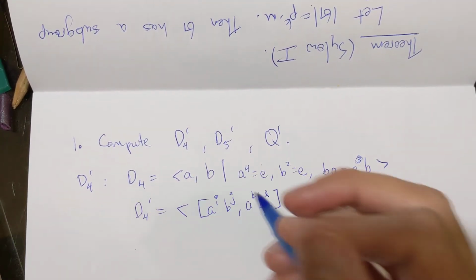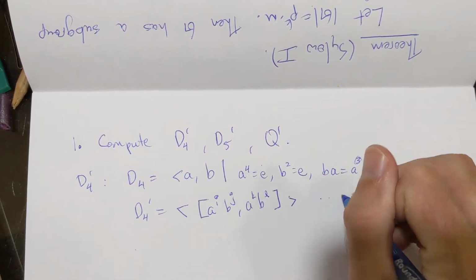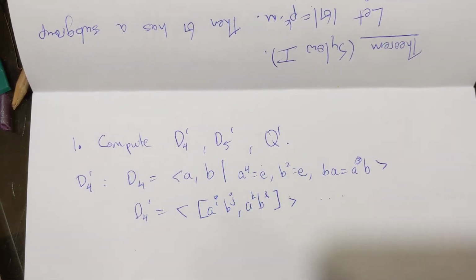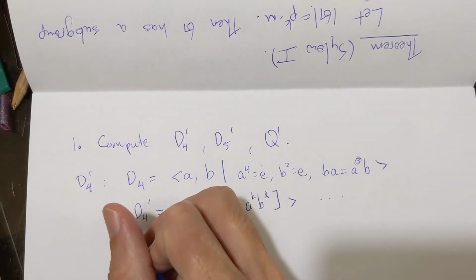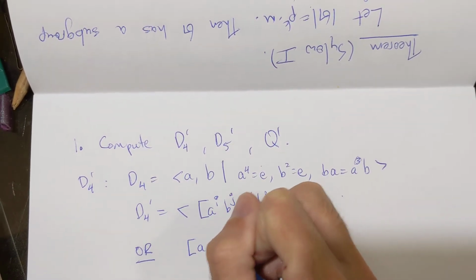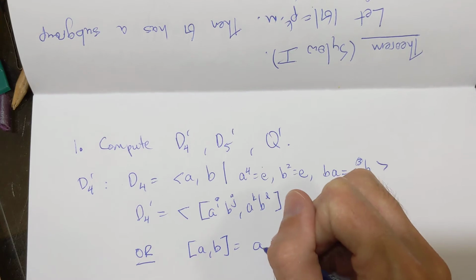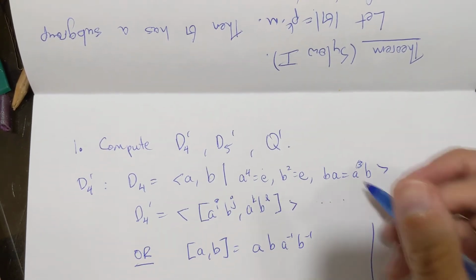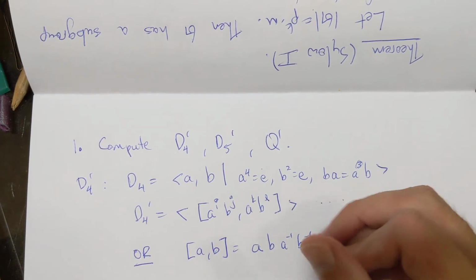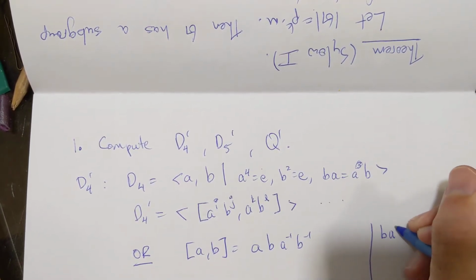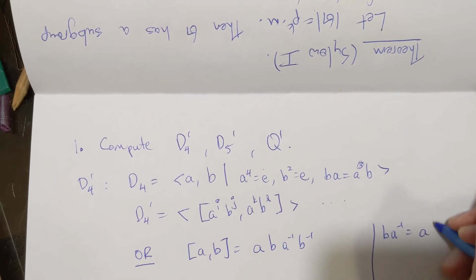Okay, that's one way to go. Another way is just to compute some different commutators. So let's start with the commutator of A and B. Let's write A, B, A inverse, B inverse. But A to the fourth is the identity, so A inverse is really A cubed. And in fact, you can see that B A inverse is just AB.